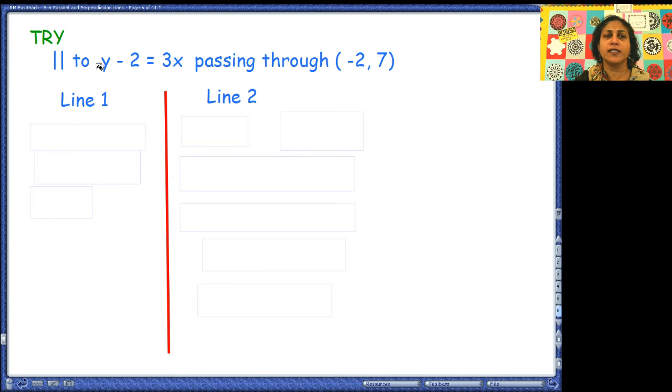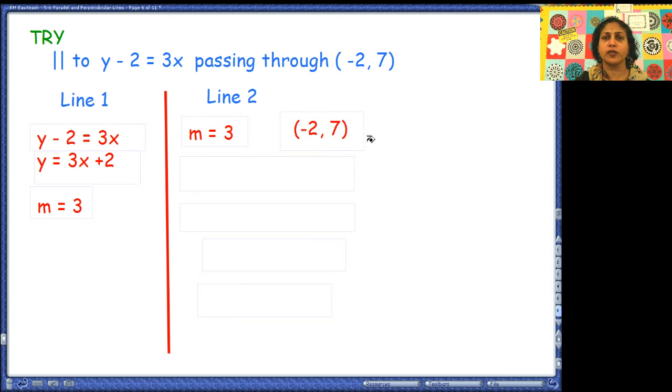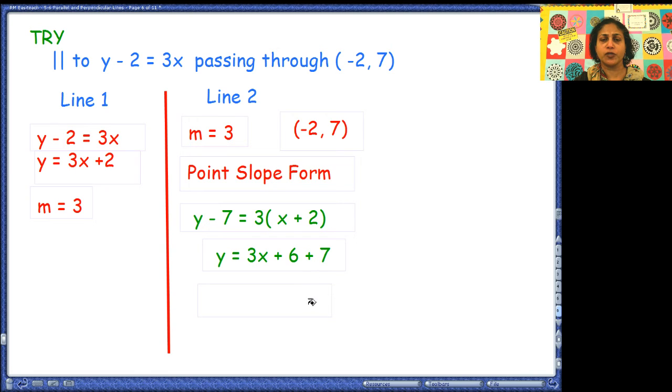So in this case, you have to isolate the y to put it in slope-intercept form and add 2 to both sides. The slope is 3. Line 2, the slope is also going to be 3, but this one passes through (-2, 7). We're going to write it in point-slope form. y minus 7 equals 3 times x plus 2. Distribute, add 7, and that is your final answer.